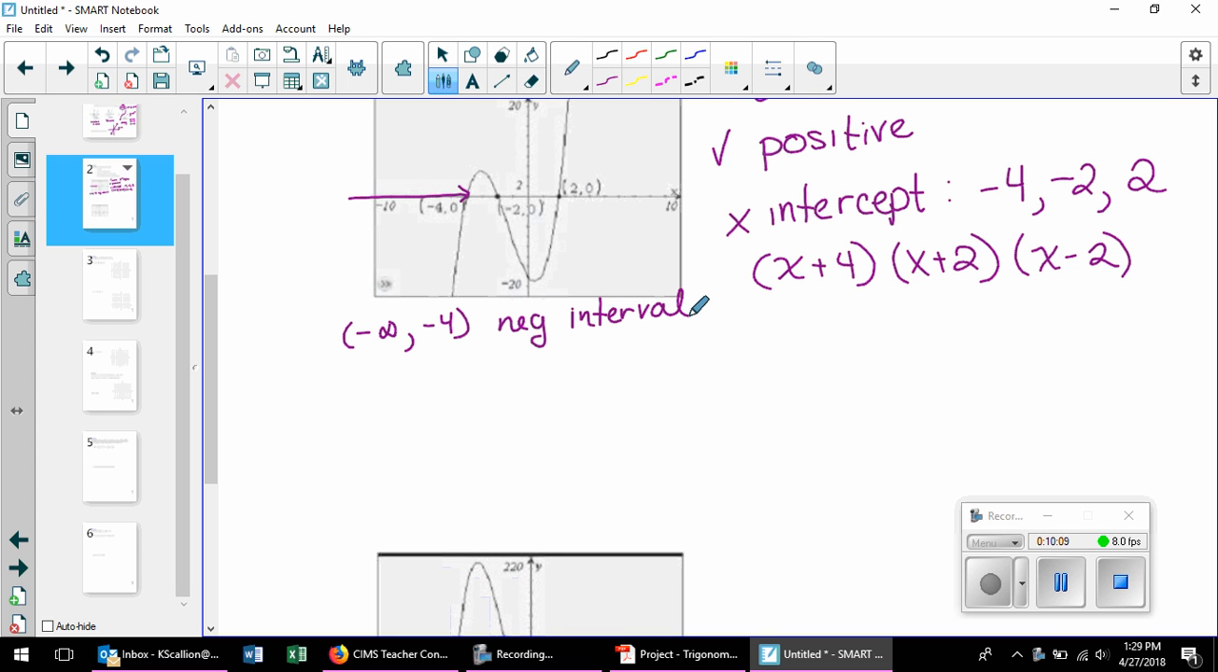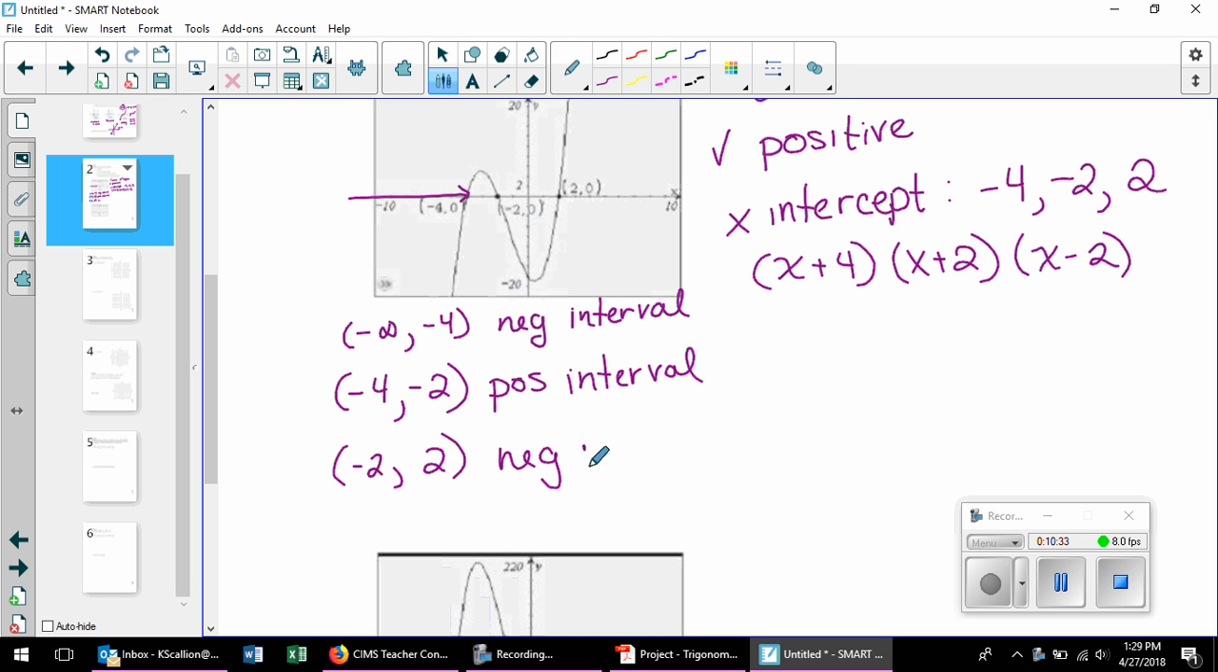Okay, next, between -4 and -2, positive. Between -2 and +2, it's a negative interval. When we're talking about intervals, whether positive or negative, we're making a statement in the domain, saying that on this part of the domain, all the y's are negative. So it's a domain statement, but it's talking about what the y values are doing. And then my last one is from +2 to positive infinity.